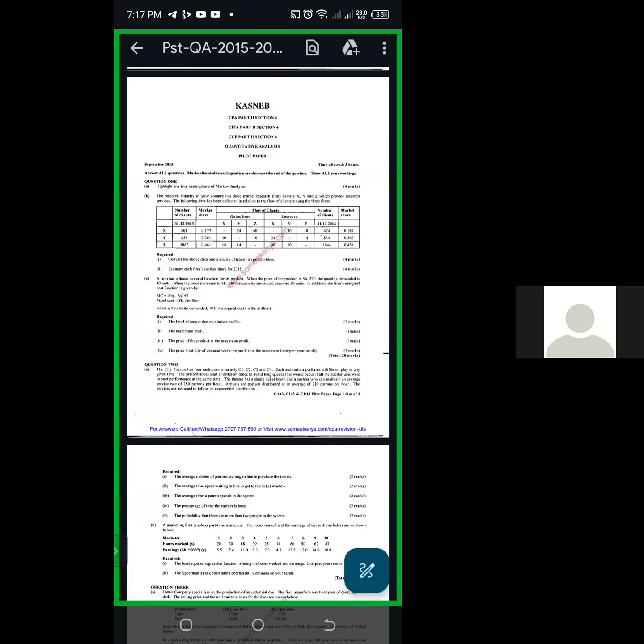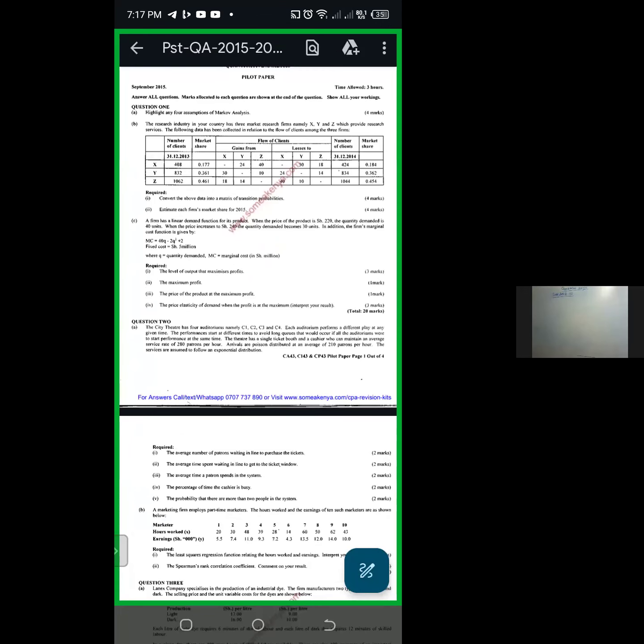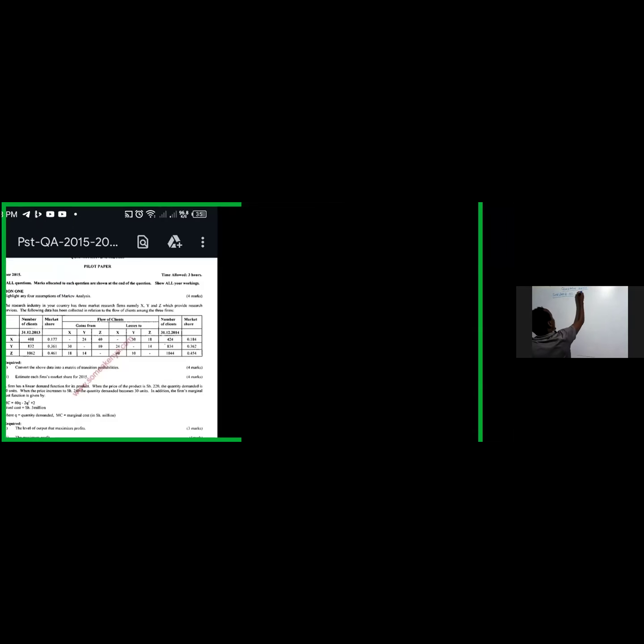Can you see my screen now? The question number 1C, can you see it? Is it visible on your end? You can try and zoom. Now let me read it. September 2015 was a pilot paper.